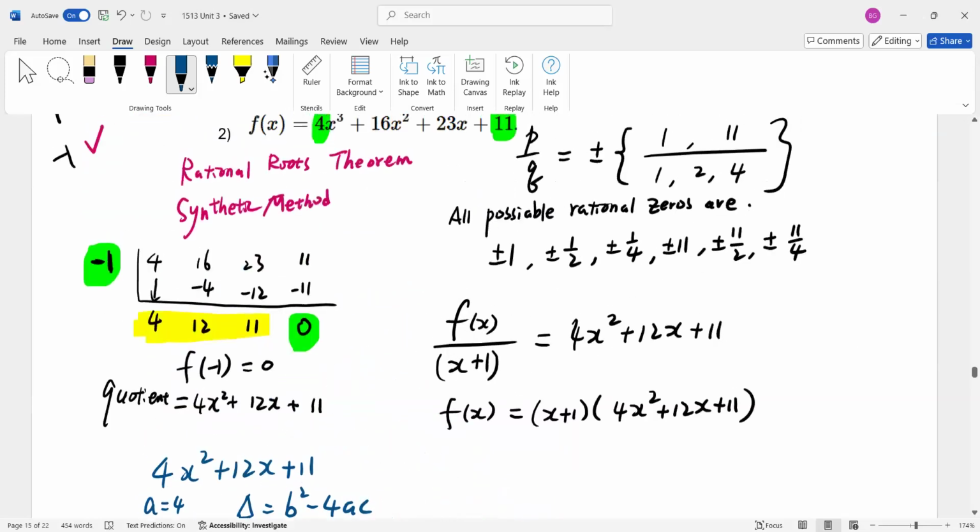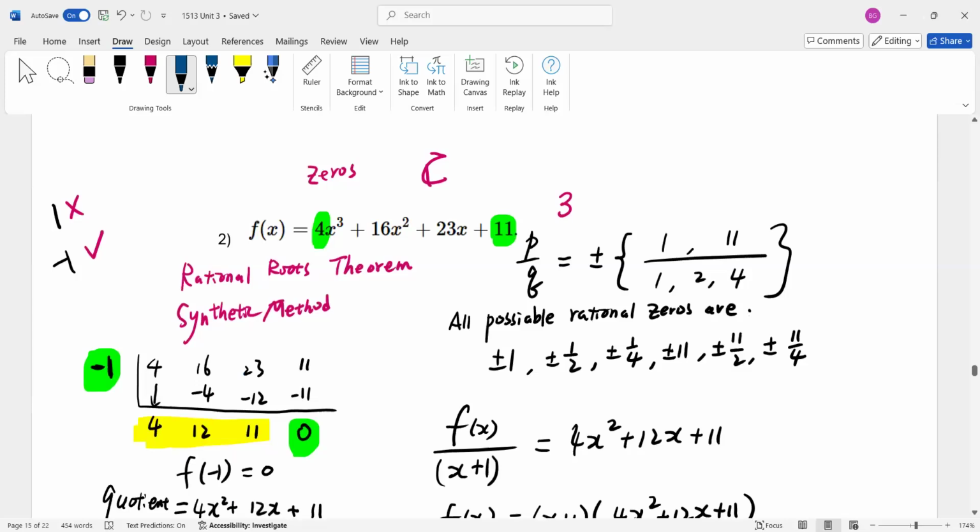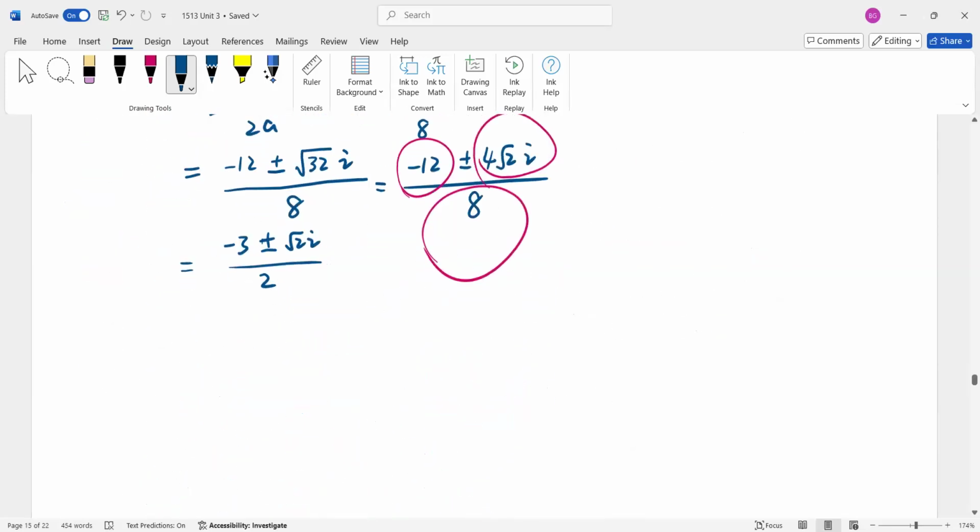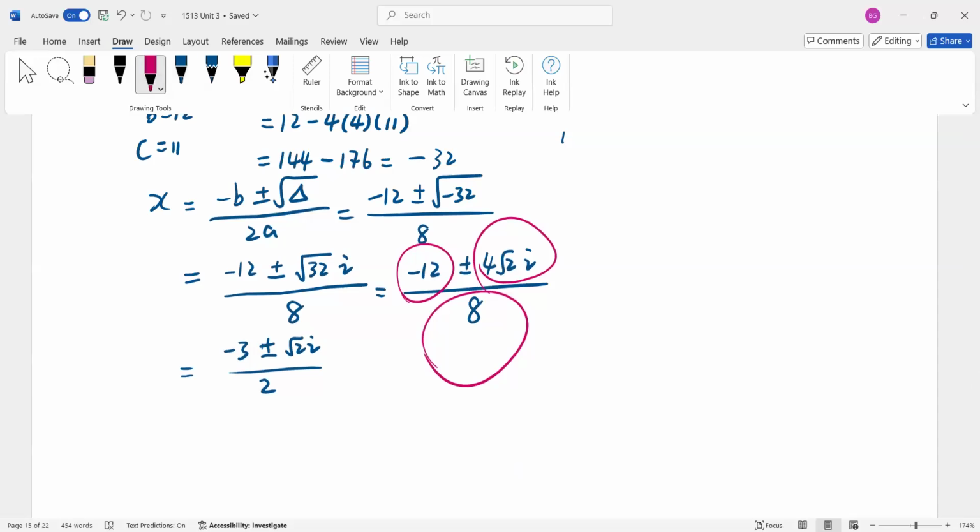The first one, we use the rational root theorem and the synthetic method. The first root we got is a rational number, which is -1. -1 is the first root. The other two roots are non-real complex with i in it.